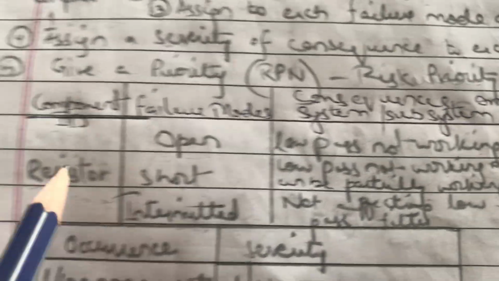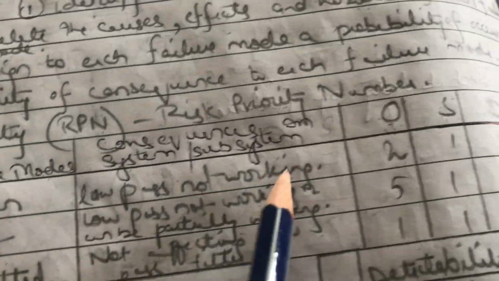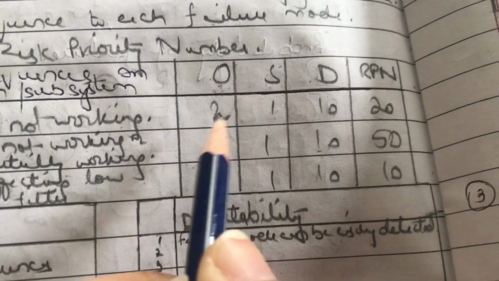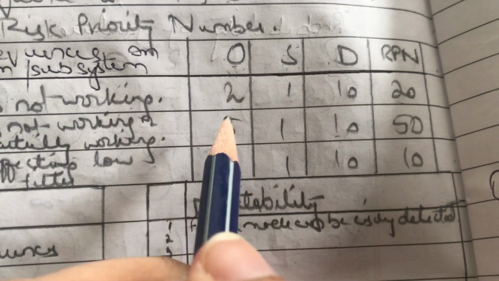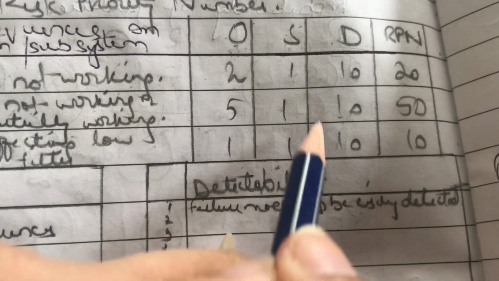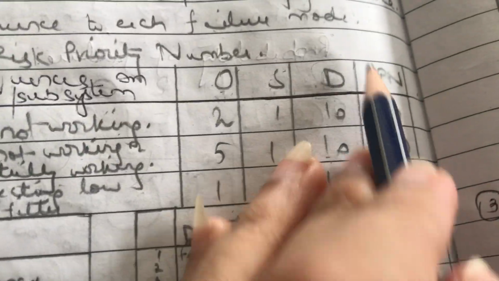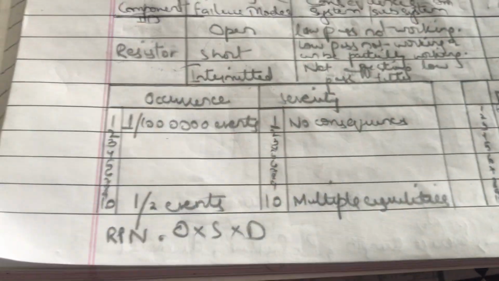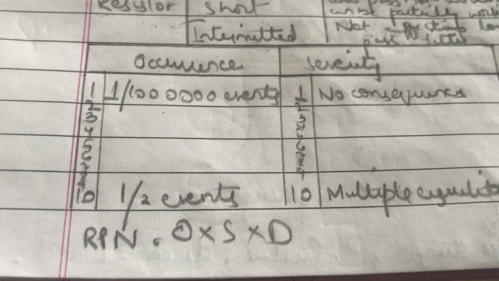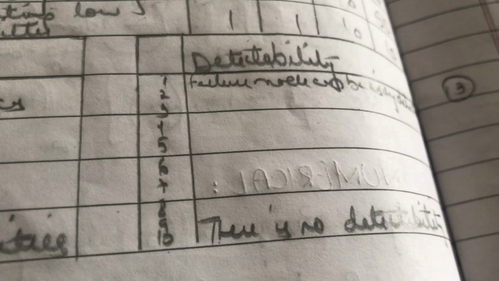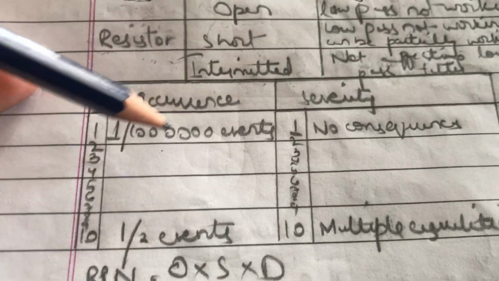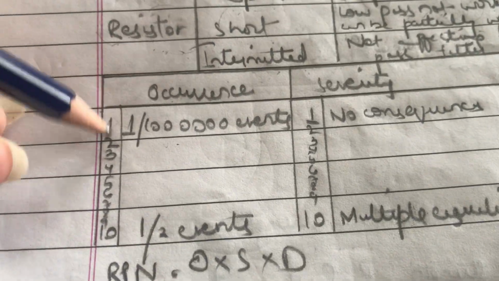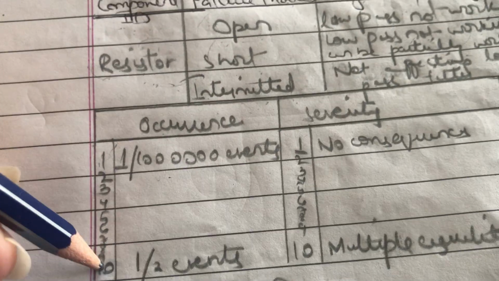I've told you how to write this and how to present this. Only this thing is left, that is how these 2 1 10, 5 1 10 and 1 1 10 come out, because these are the main things to find our RPN. We now have other tables for occurrence, severity and detectability. We say we have occurrence from 1 to 10.